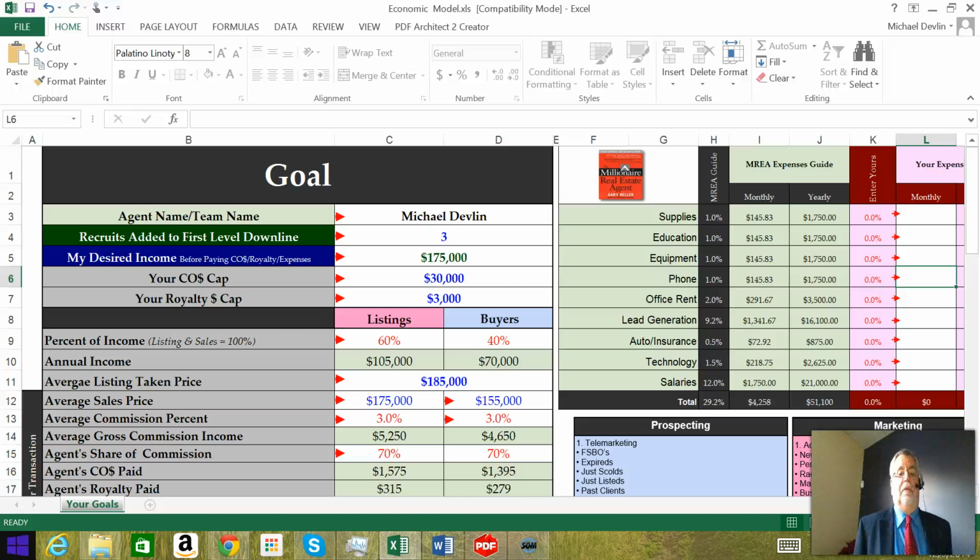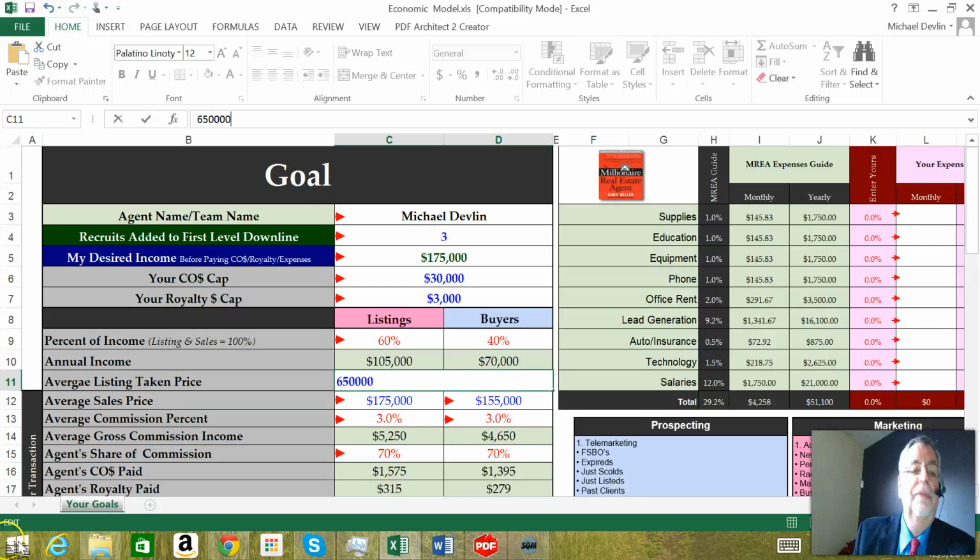But the Keller Williams best practices would be that you want to have the long term, you want to focus on listings. So let's say we're going to leave it this way, but you could change the statistics. That would mean 105,000 would come from listings and 70,000 would come from buyers. That would equal the 170. Our price, why don't we put in $650?